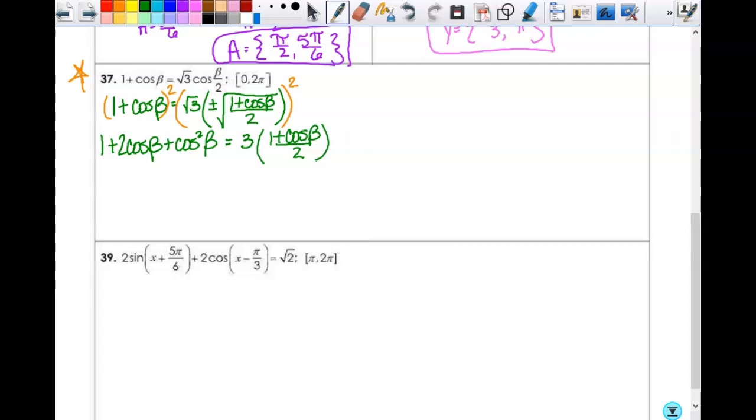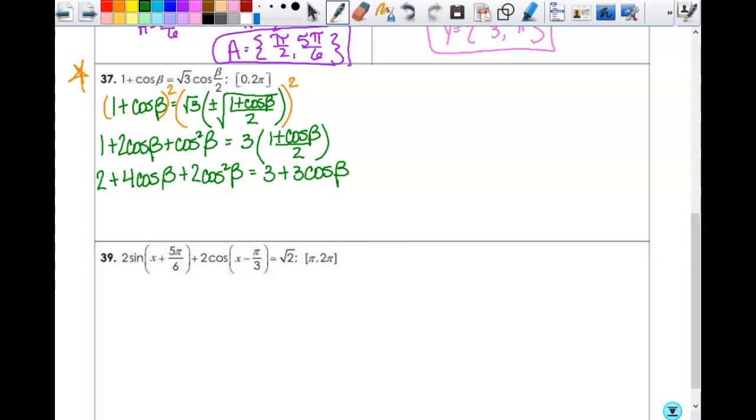All right, so the first thing I would like to do is to get rid of that 2. So I'll multiply both sides by 2. This will give me 2 plus 4 cosine beta plus 2 cosine squared beta equals, now this 2 cancels out here, and I'm going to go ahead and distribute that in there. I get 3 plus 3 cosine beta.